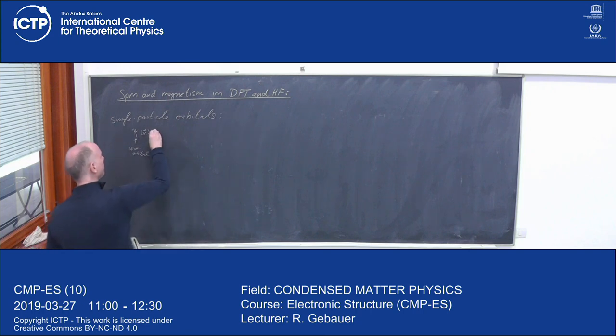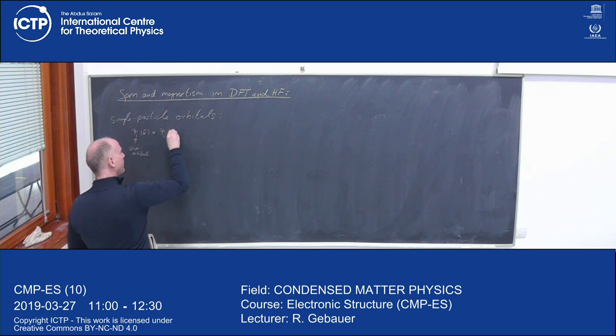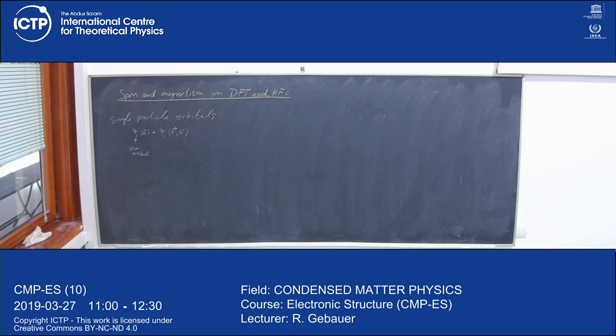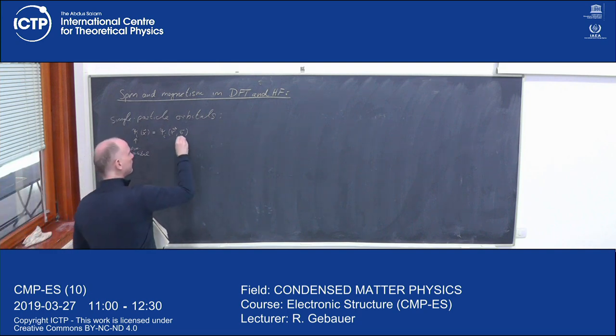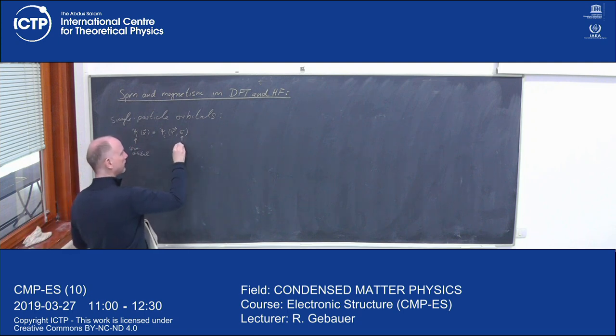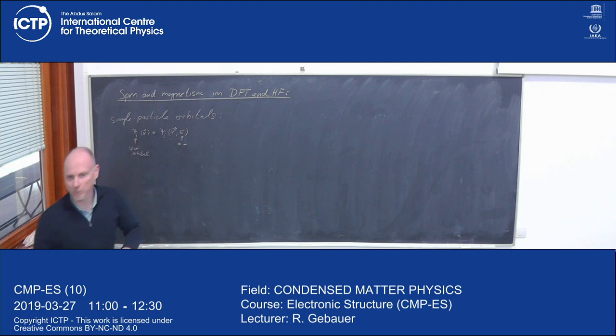So this here we can also write, so the spin orbitals depend explicitly on a position and on sigma. And sigma can take only two values. So sigma I can either call up or down, or let me call it plus, minus. Or you can call it 0 and 1, or minus 1 half, plus 1 half, whatever. So sigma can take two values, so let me call it plus and minus.